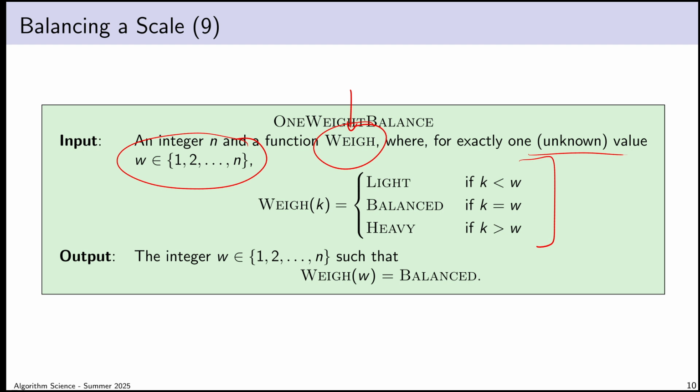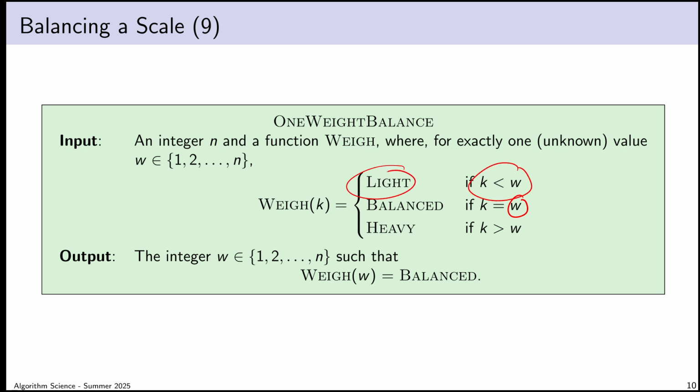But to be clear, there is only one value for which the weigh function returns balanced. If you pass in any value that is lighter than that weight, so W is the unknown weight, if you pass in a value k which is less than W, the scale always evaluates to light. If you pass in a value k which is greater than W, the scale always shows you heavy. And your job is to find, as the output of the algorithm you create, the single integer W in this range such that the scale shows that it's balanced.